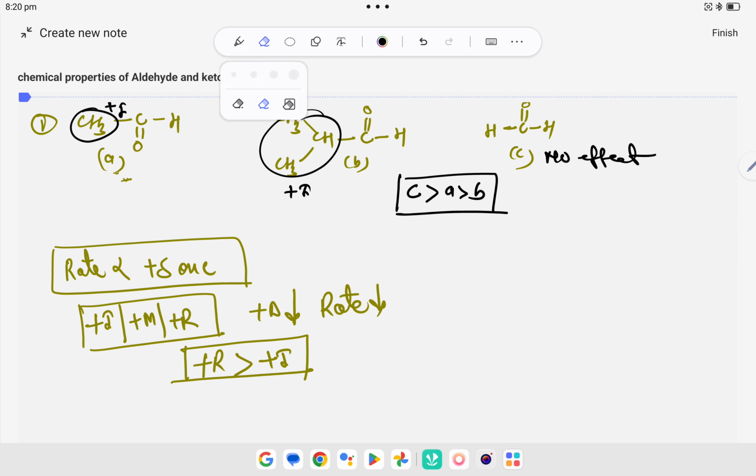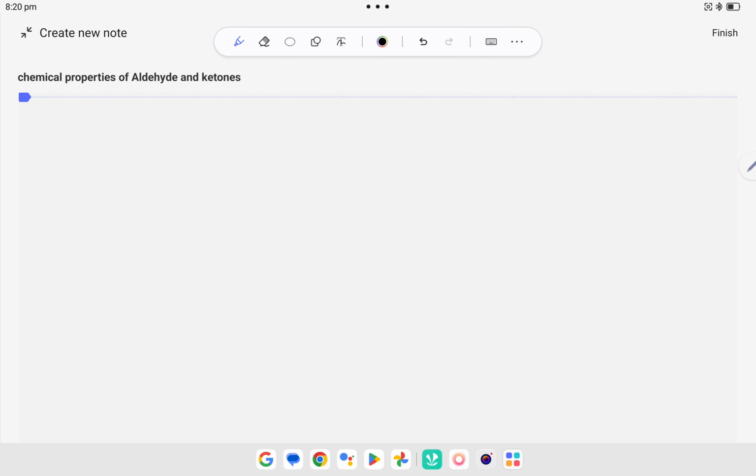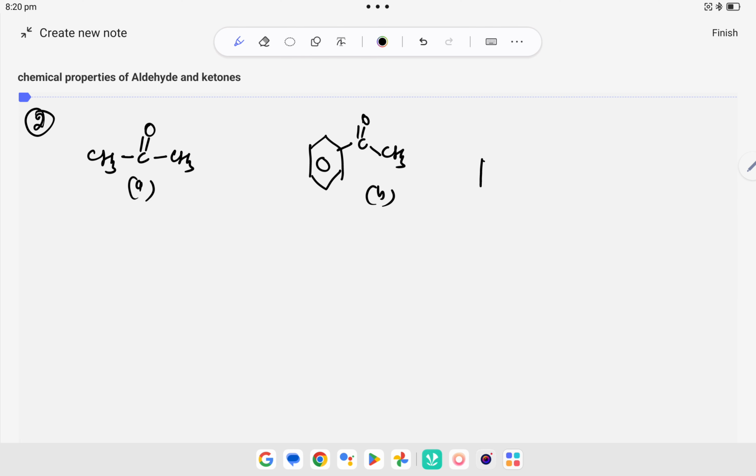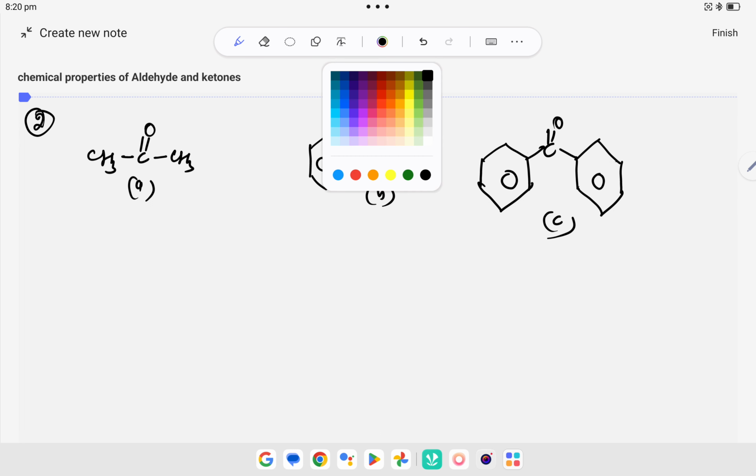Let's discuss one more question. Number 2. CH3, C, CH3, A; here benzene ring, C, and here CH3, option B; benzene ring, C, option C. These are the compounds. So check it, children, which one is more reactive here.